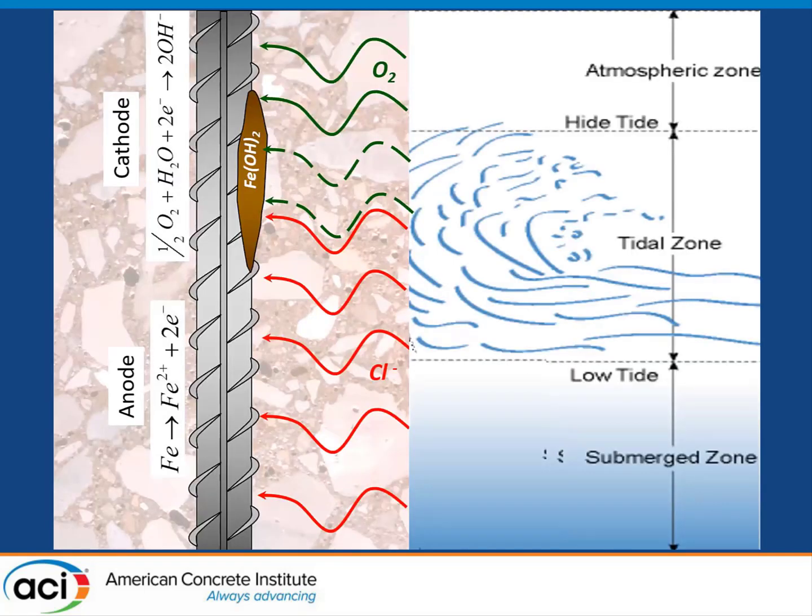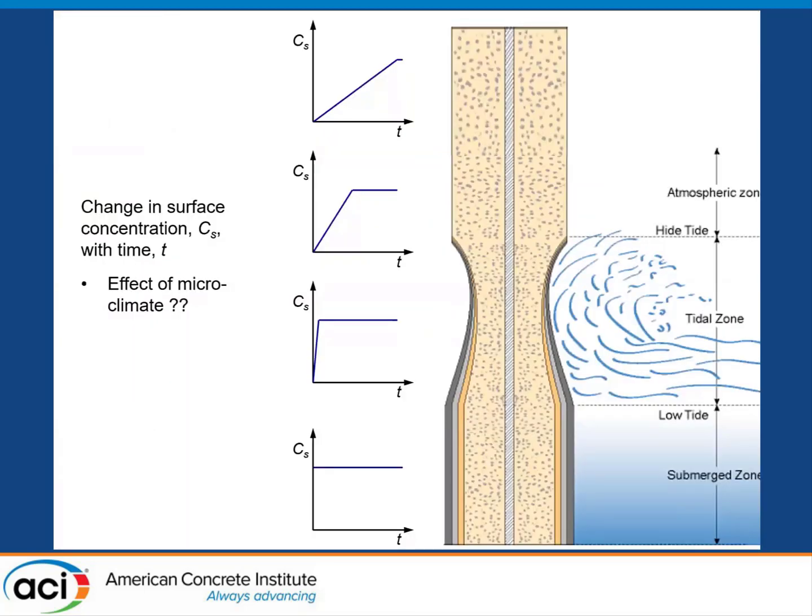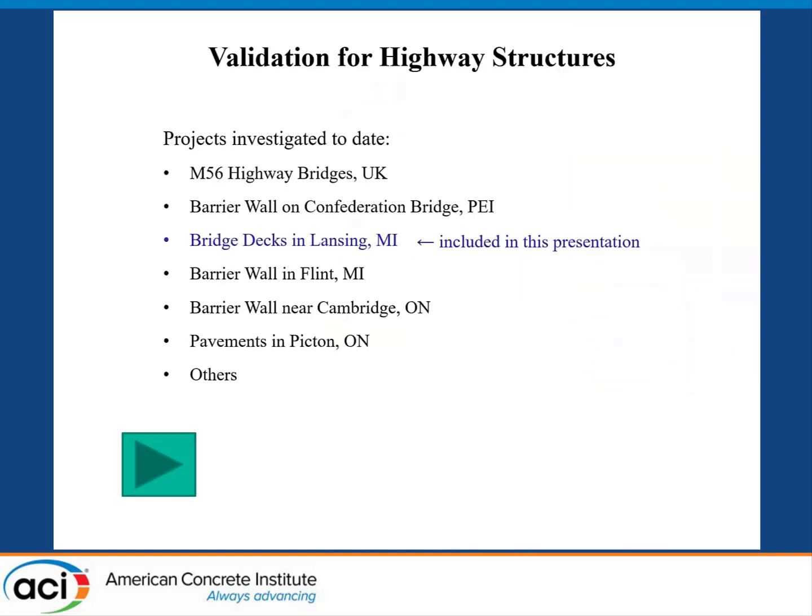Being able to capture the splash zone in a column in a marine structure is probably the most aggressive part of the structure in the sense that we have both chlorides and oxygen to drive the corrosion process in that location. But clearly, as we move up the column, our relationships between chlorides and time is going to be very different, and we need to better characterize this.